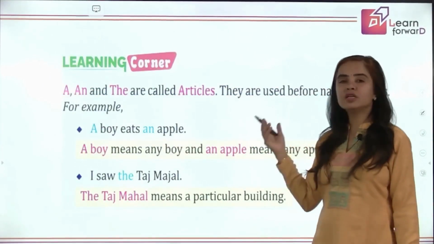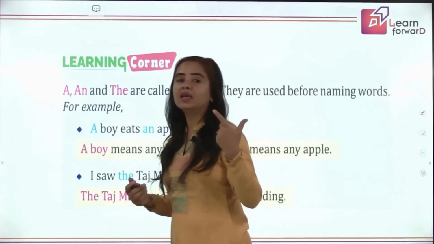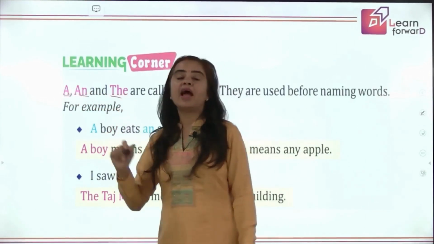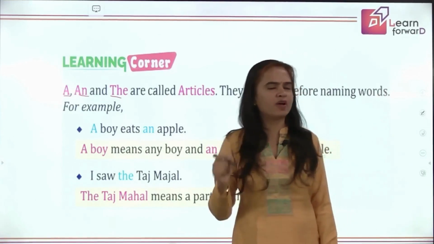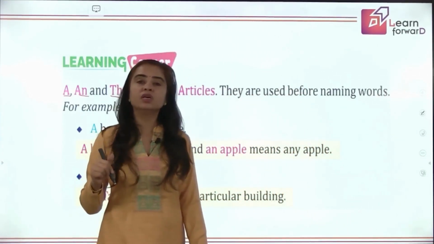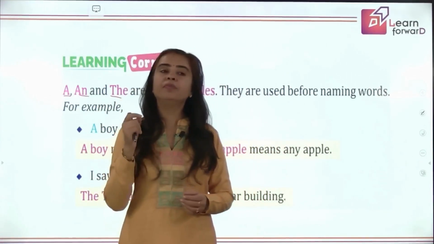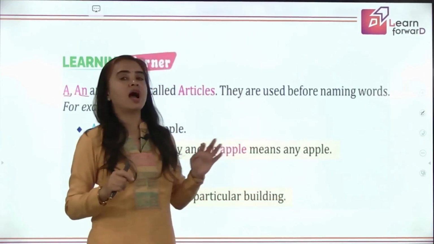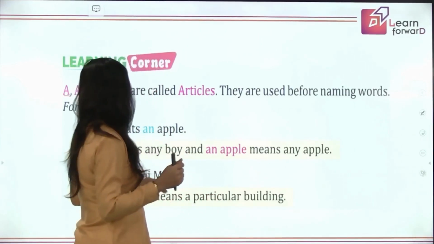And what about articles? See, there are three articles I have told you: a, an and the. These are the only three articles and we use them before naming words. That's why we have quickly recalled what naming words are. Naming words are the words that give a name to anything around, right? And before naming words, we use a, an and the, which are called articles. Now, let's learn more about them.